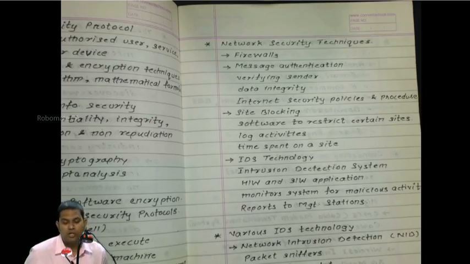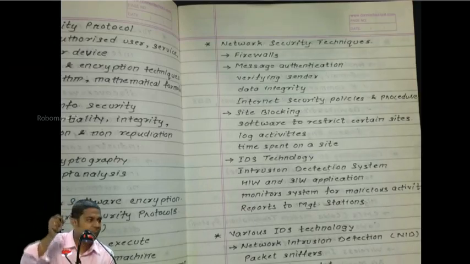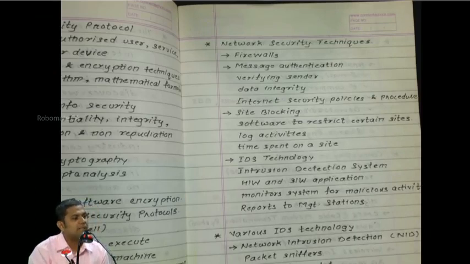Understanding? So this is called site blocking, and this is done by a software that is available, called NetNanny. You are supposed to give a list of websites, and those websites will be blocked. You cannot access that particular website. So it's a software to restrict certain sites.